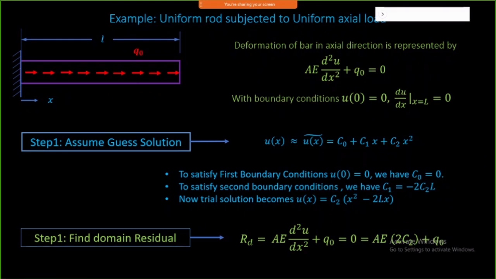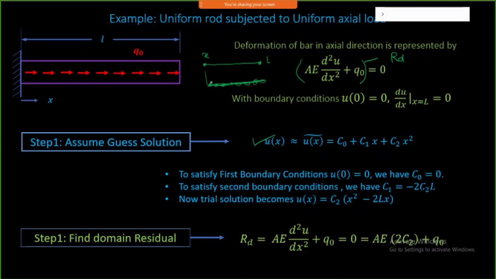This differential equation, which is equal to zero, means that if I take a domain, this is my zero and this is my L location, this is X. If I go on calculating this particular parameter, the domain residual, this domain residual should be zero at each and every point within that particular domain. It should be zero, but we have started with an approximation.